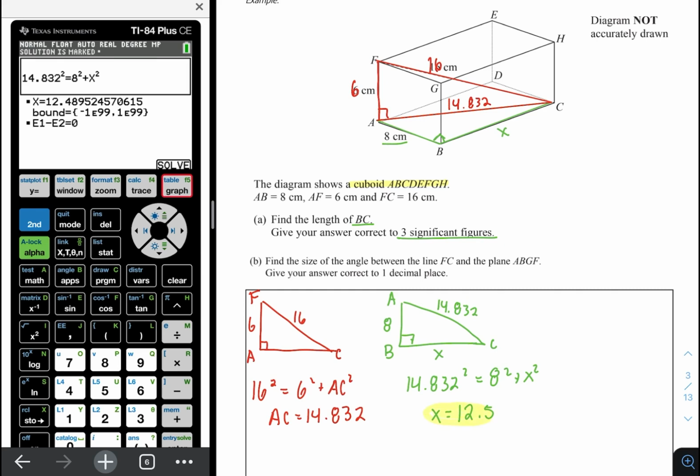Now part B, find the size of the angle between the line FC and the plane ABGH. Okay, I'm going to erase the colors I have on my diagram just to try and make more sense of what is happening. So let's first identify what is the line FC. So the line FC is the 16 that we have here, and the plane ABGF is this here.